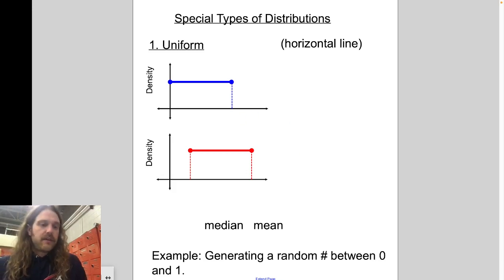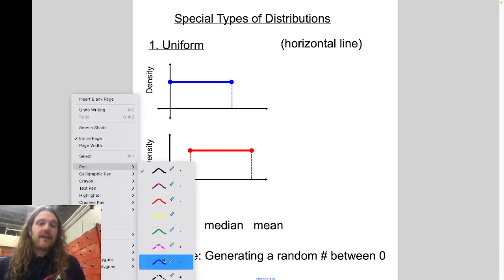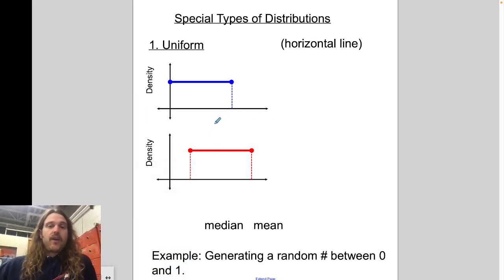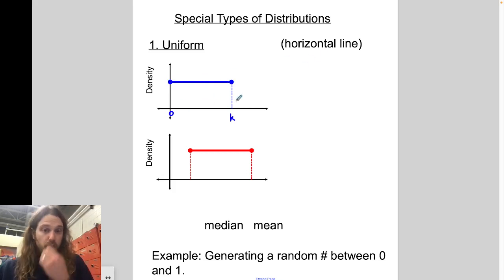Okay, let's take a look at a uniform distribution. Now, we don't need calculus to find the area under this because it just forms a rectangle. Uniform distribution is the rolling of dice or generating a random number between 0 and 1. These are all things that it could be. For a uniform distribution, they run from 0 up to some number k. And so the height of this density curve, since the area underneath the curve has to be 1, we can calculate what the height of the line is.